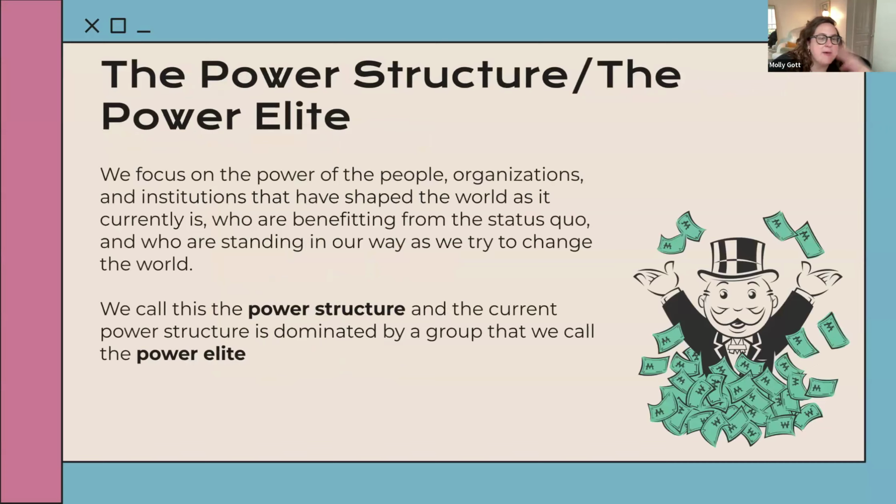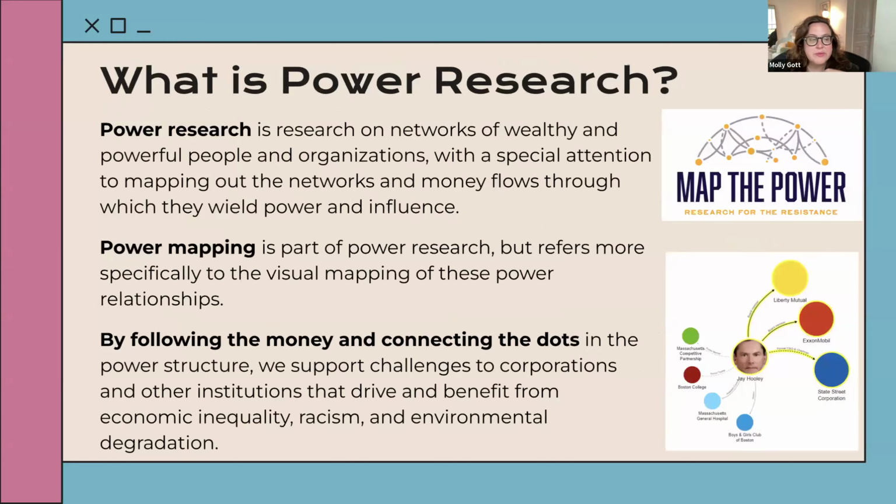The way we think about this at Little Sis is that there is a power structure, is what we call it, and a power elite that is our opposition, that we're focused on understanding and investigating. This is the people, organizations, and institutions that shaped the world as it currently is, who are benefiting from the status quo and who are standing in our way as we try to change it. We call the overall structure of what's standing in the way the power structure, and it's dominated by a group of people that we call the power elite, and we're going to get into that a little bit more.